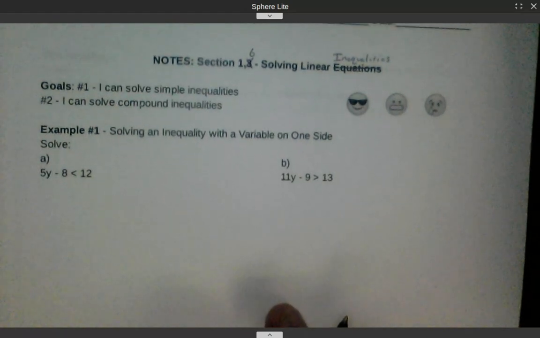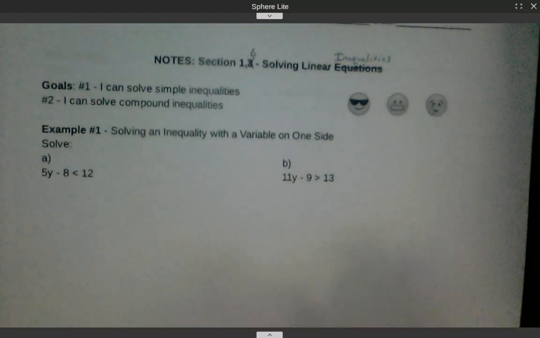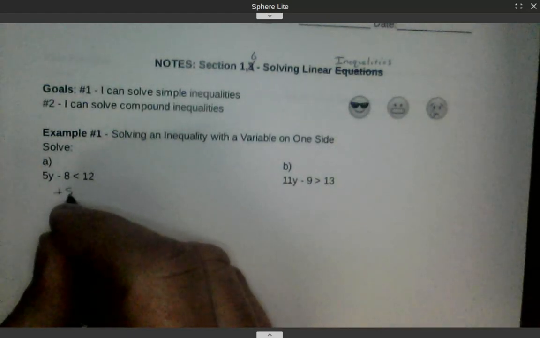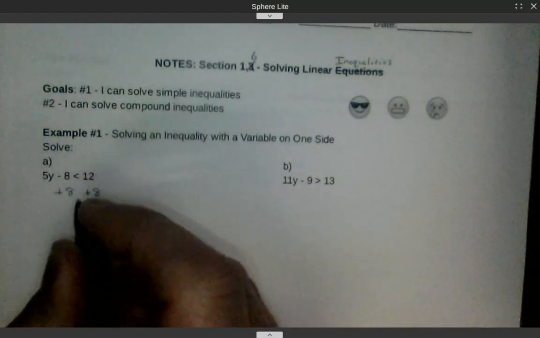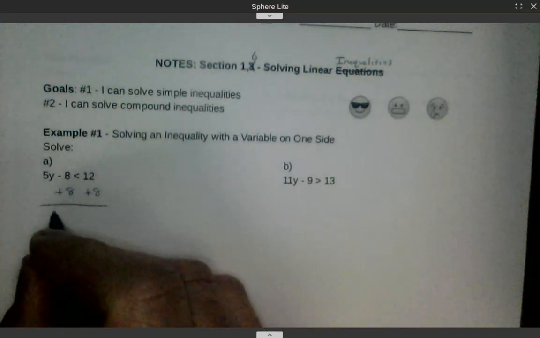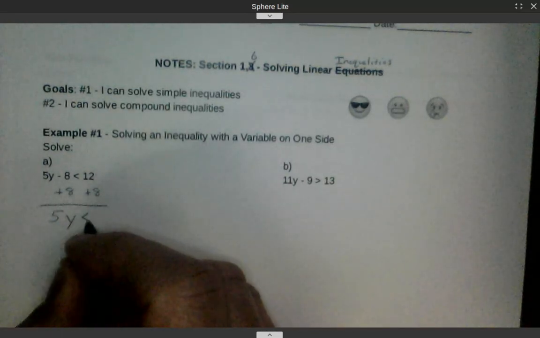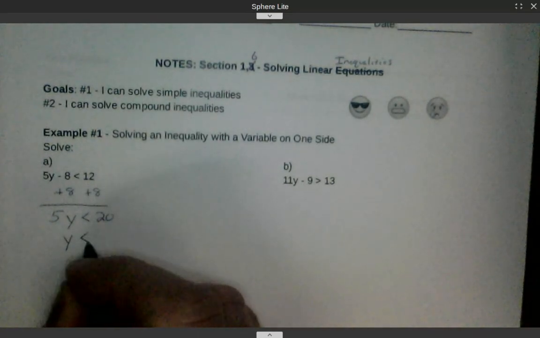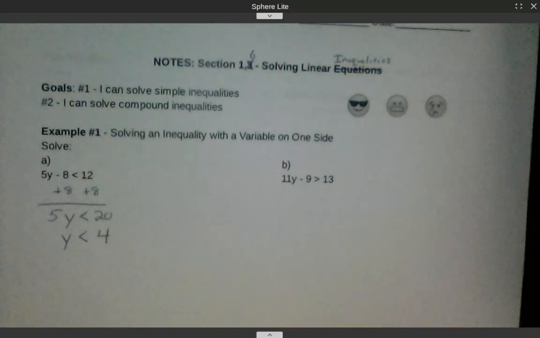Example number one, solving an inequality with a variable on one side. We want to solve this. We're going to solve it just like we've been solving all the other problems in class, except now we have an inequality symbol. So this will be 5y is less than 20. I'm going to divide by 5, and I get y is less than 4.